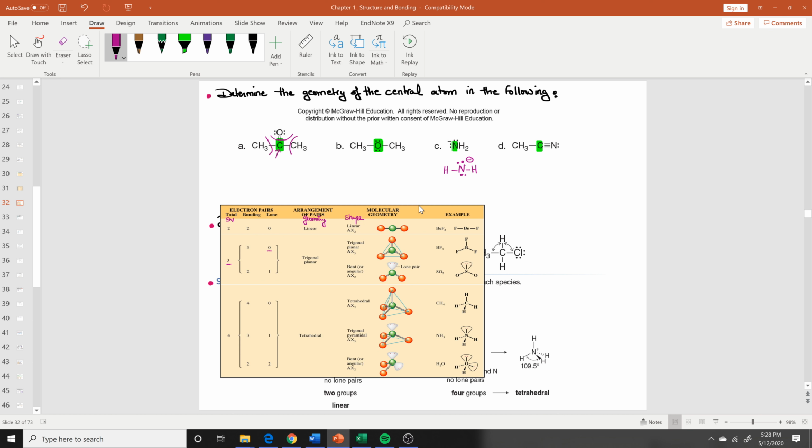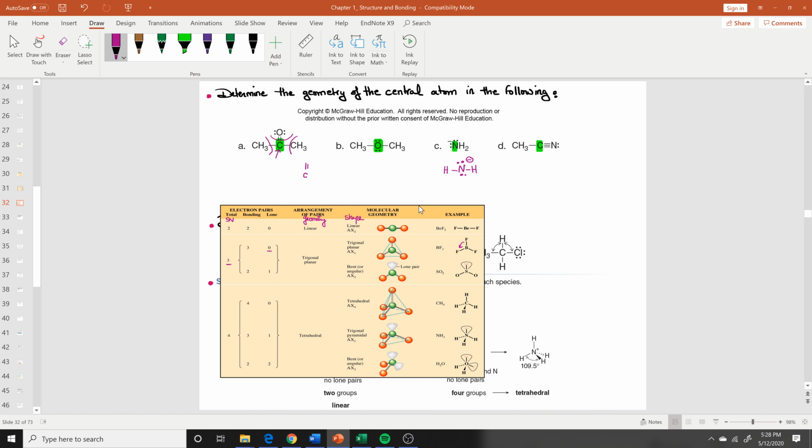Okay, so the geometry here is going to be trigonal planar. Since the lone pairs are 0, it's going to be trigonal planar. It has a geometry and a shape of trigonal planar. So this carbon over here is going to be trigonal planar. You want to draw it. And I know that trigonal planar should have a 120 degree bond angle. So you should draw it.